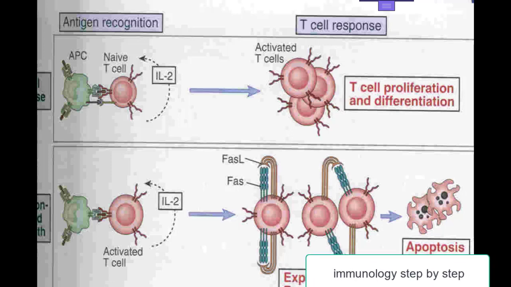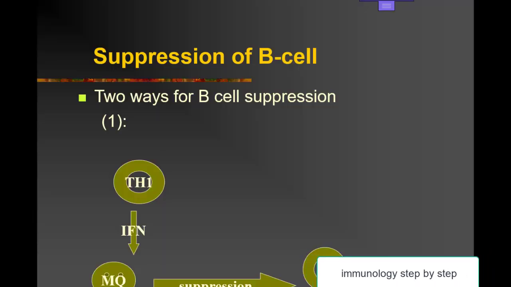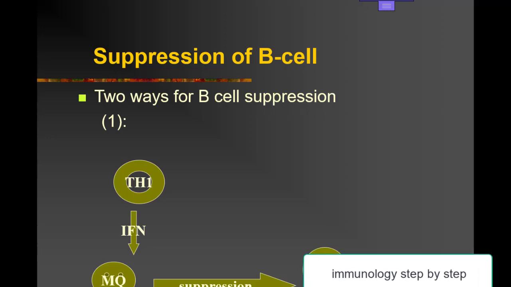Fas mediated activation induced death of T lymphocytes, suppression of B cells. Two ways of B cell suppression: T helper cells secrete interferon, which affects the macrophage, leading to suppression of the B cell.